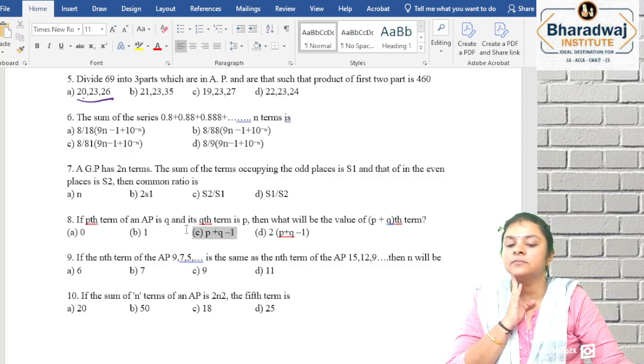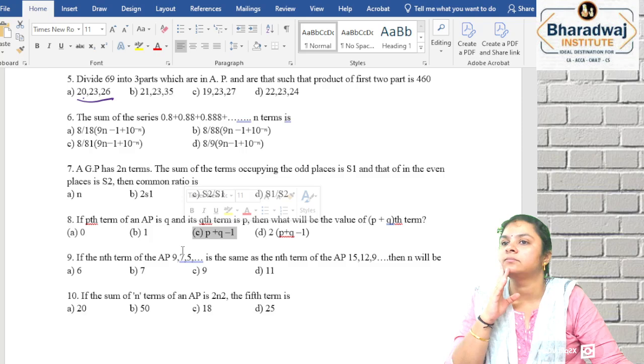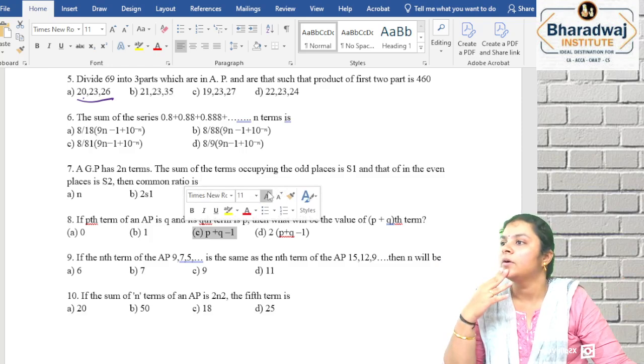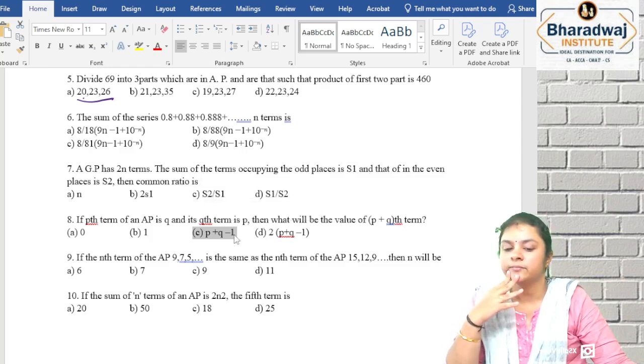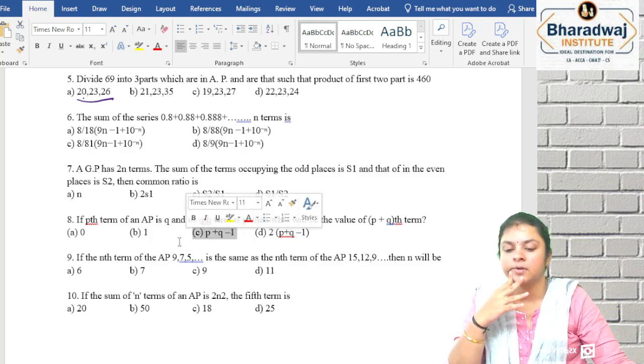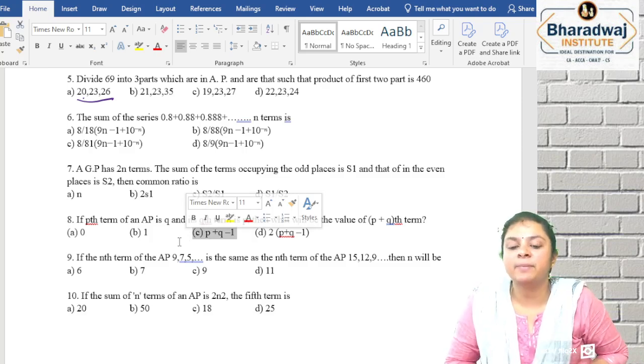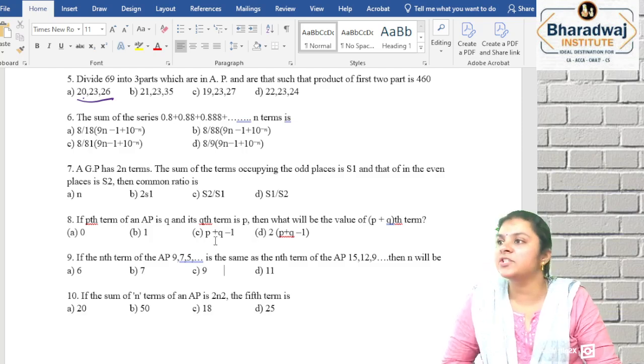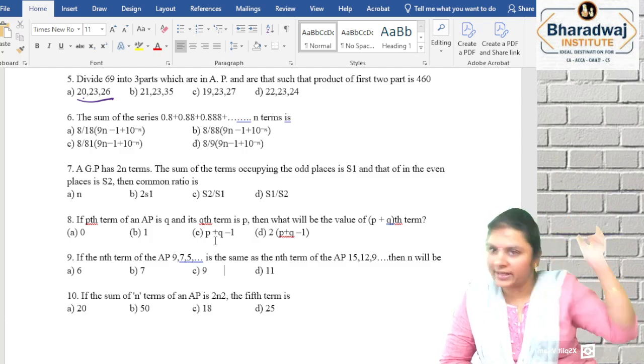Option, that's it. You don't need to think beyond that. So this will be your answer: P plus Q minus 1. Got it? Even if you simplify and solve using the normal method, you will get the same answer.